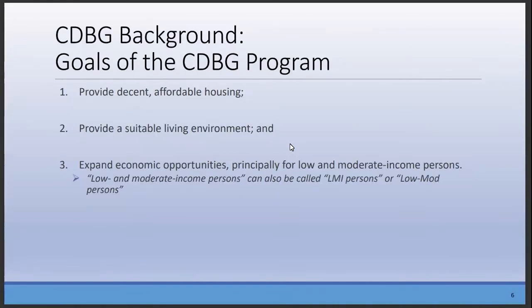As an entitlement community under the CDBG program, the City of St. Louis receives an annual allocation to meet the goals of the CDBG program, which are providing decent, affordable housing, providing a suitable living environment, and expanding economic opportunities primarily for low and moderate income persons. Note that throughout this presentation, I will refer to low and moderate income persons as LMI or low mod persons. All of these terms are synonymous.